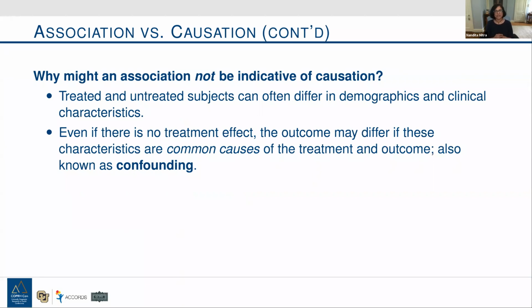So why might association not be indicative of causation? The treated and untreated subjects can often differ in demographics and clinical characteristics. And so especially if you're using data from an observational study, these treatment effects can be subject to confounding, where the treated and untreated subjects, because they're not randomized, may be different, and there could be confounding that you need to deal with.